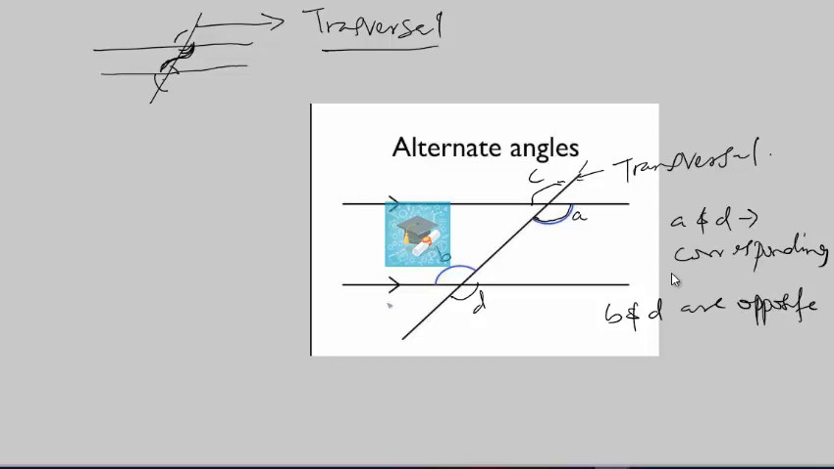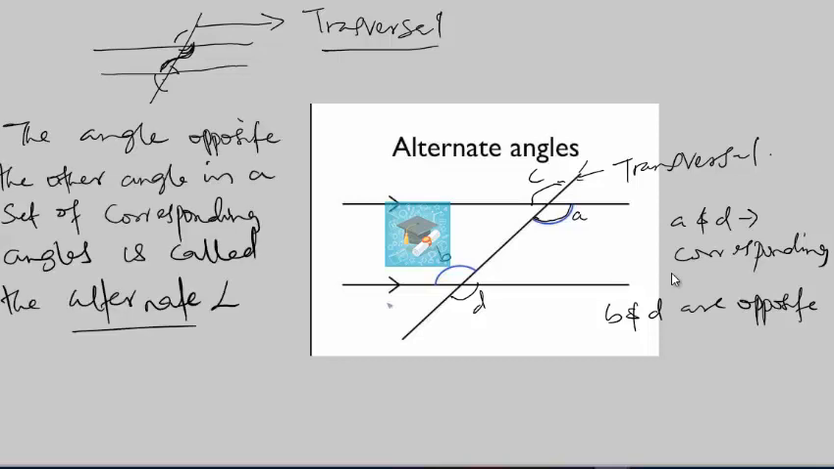So the side opposite the corresponding, the other side of the corresponding angle, is the alternate side. So this is how to identify alternate angles. By definition, we say that the angle opposite the other angle in a set of corresponding angles is called the alternate angle.